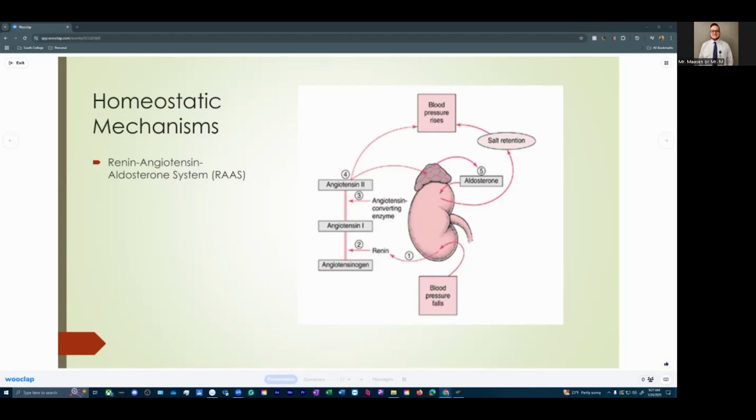But that's the RAA system. Its goal, again, to summarize the need to know, is that the RAA system responds only to drops in blood pressure coming into the kidneys, into the nephrons. Its goal is to raise it. It uses an enzyme called renin and does a bunch of converting that ultimately will raise blood pressure and target aldosterone to raise fluid status and blood pressure more.